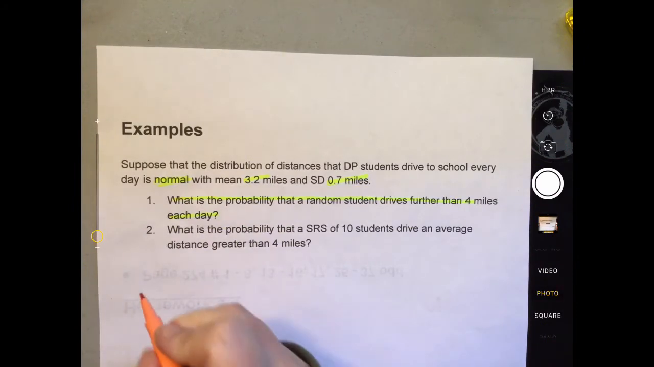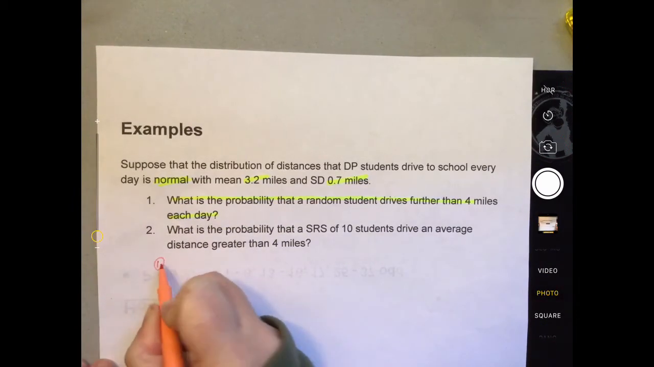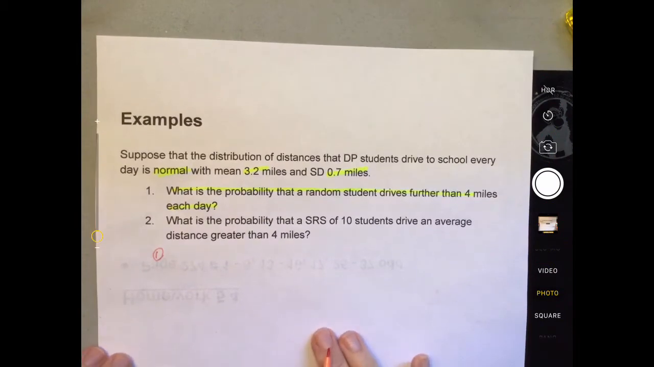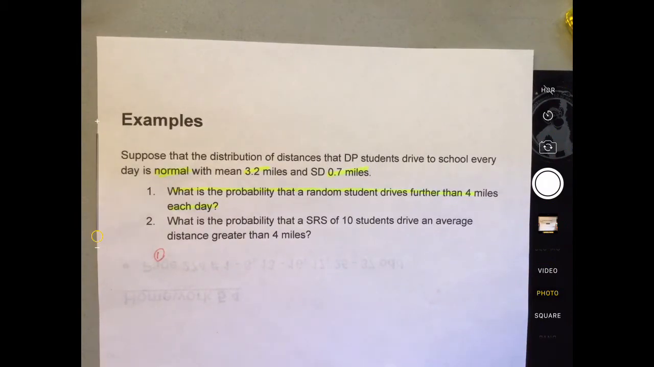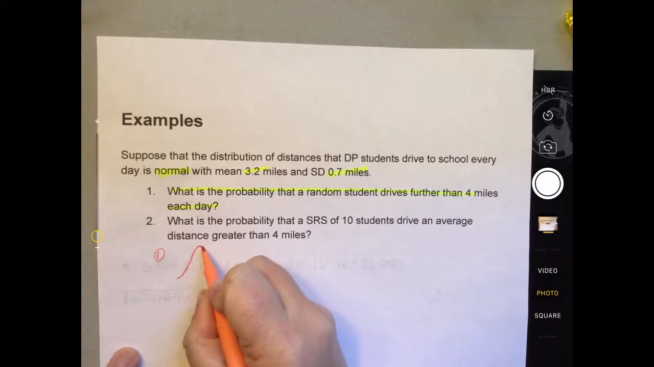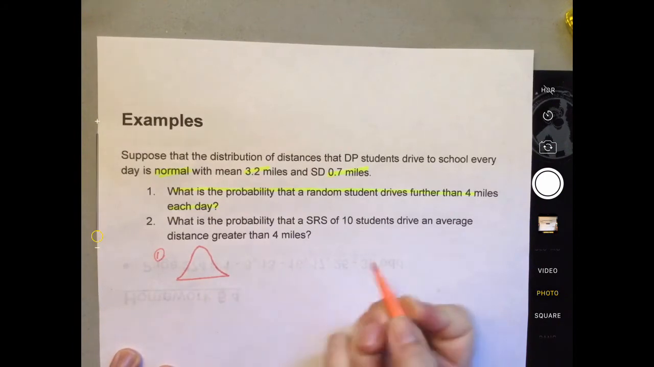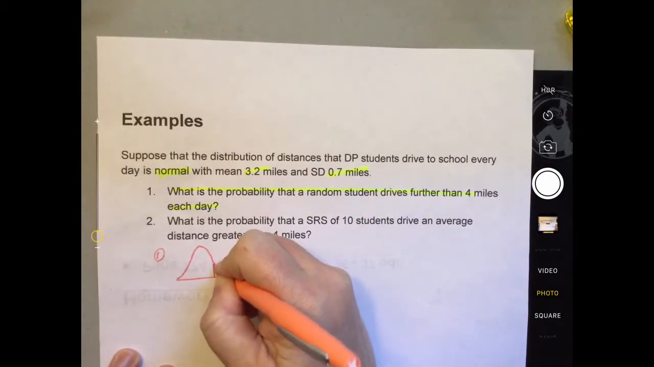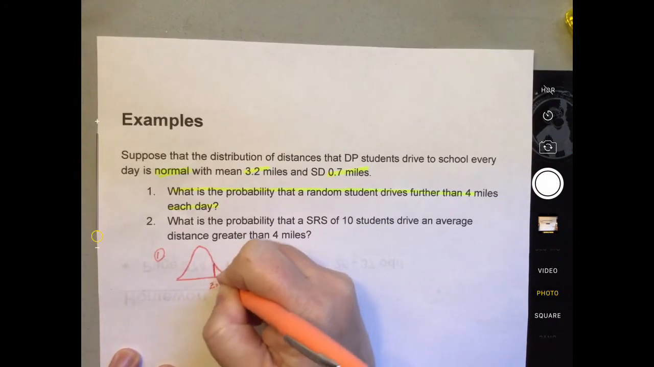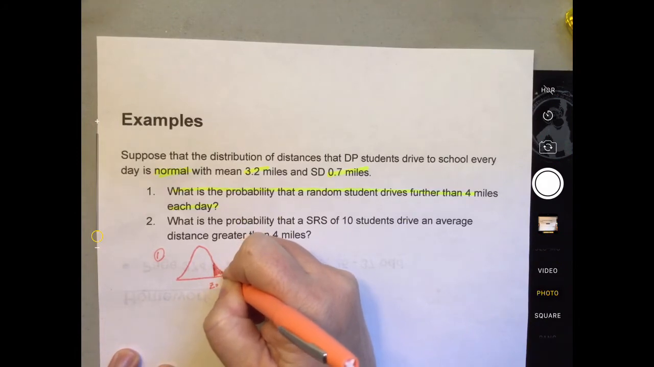So number 1, what is the probability that a random student drives further than 4 miles every day? Okay, well, we're first going to need to standardize that if we want to use our z-score chart, right? Because we're going to be looking for z here, and we went further than 4 miles.